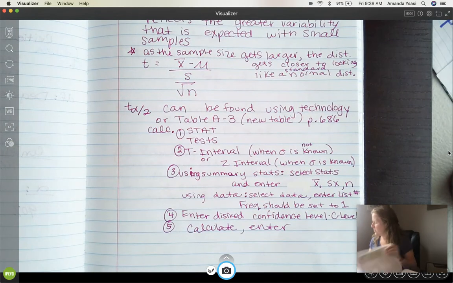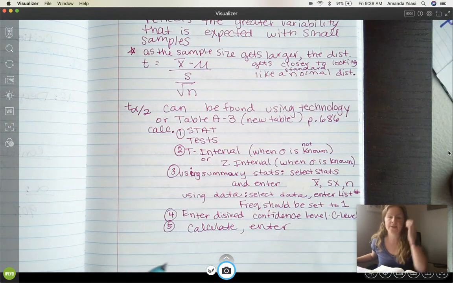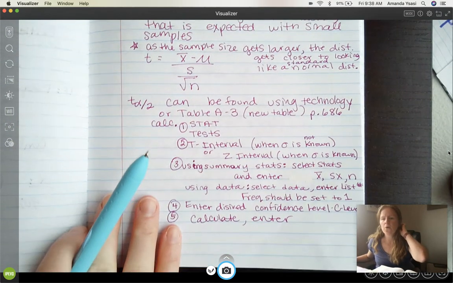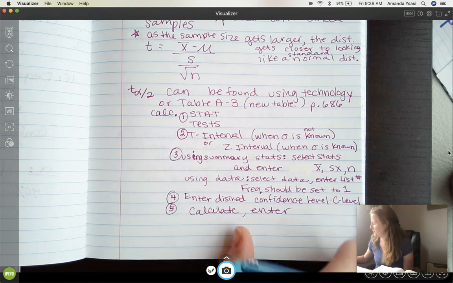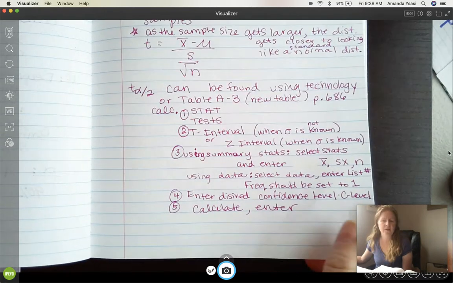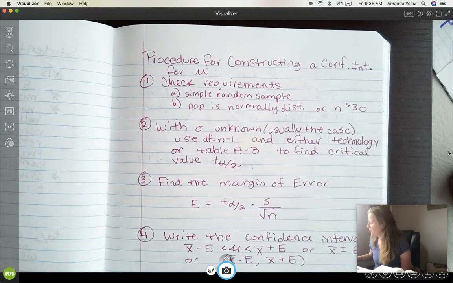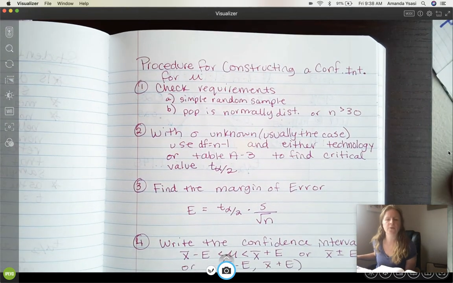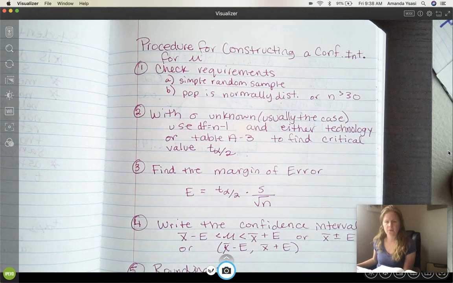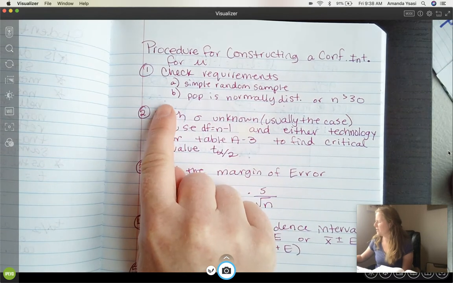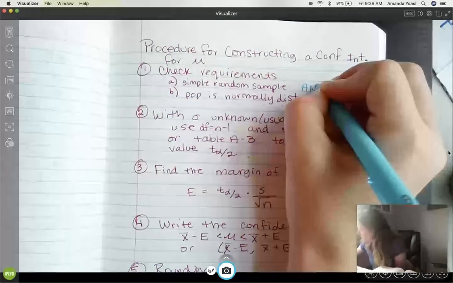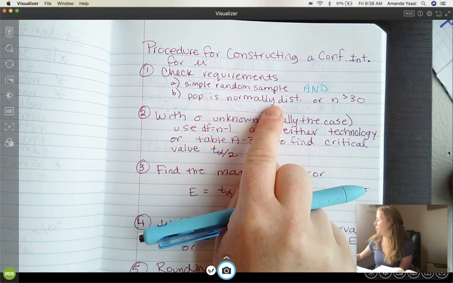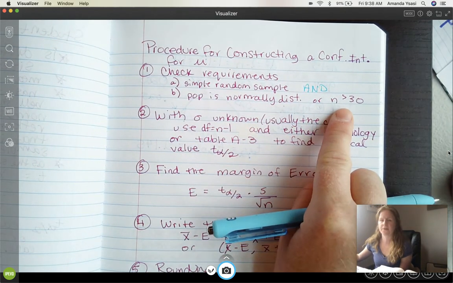We can also use our calculator, and I'll show you how to do that in just a little bit. Here are the instructions for that, but we'll go over it in a little bit; I wanted you to have it right there. Okay, so the procedure for constructing a confidence interval. The first thing you have to do is check your requirements: simple random sample, and the population is normally distributed, or n is greater than 30.